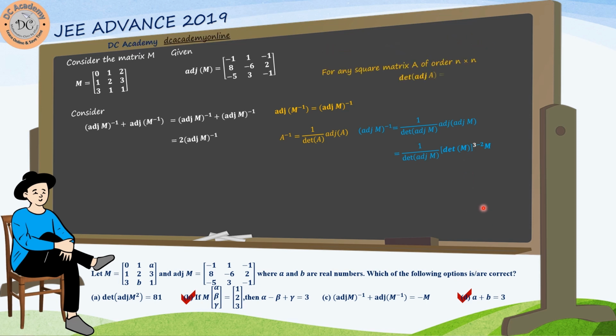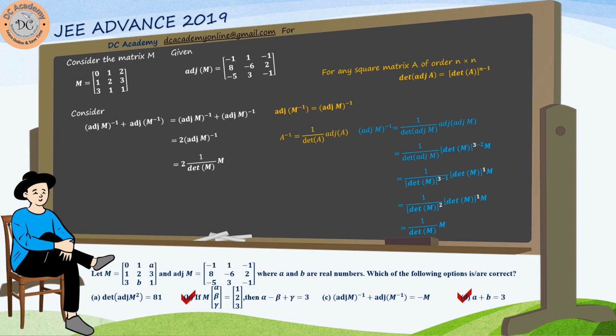Again we recall one property. It says that determinant of adjoint A is equal to determinant of A whole to the power n minus 1. Here the matrix adjoint of M is of order 3 cross 3, so we substitute n equal to 3. Then we can write it as determinant of M whole to the power 3 minus 1, and hence by normal calculation the expression will be M times determinant of M divided by determinant of M squared. Therefore the right hand side can be reduced to 2M divided by determinant of M. So we already get it.